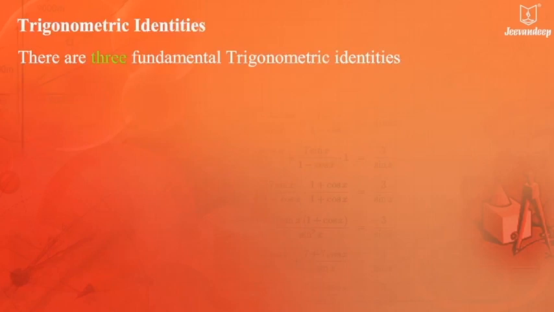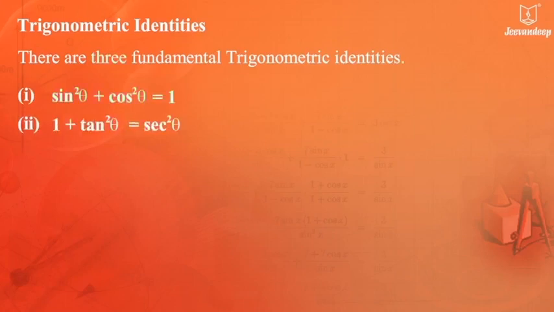Trigonometric identities. There are 3 fundamental trigonometric identities. 1. Sine square theta plus cos square theta equals 1. 2. 1 plus tan square theta equals sec square theta, and 3. 1 plus cot square theta equals cosec square theta.